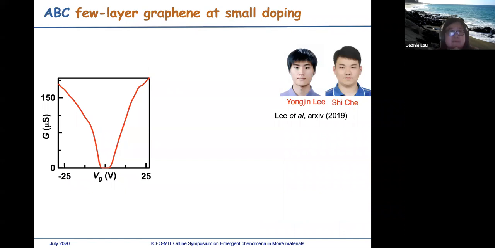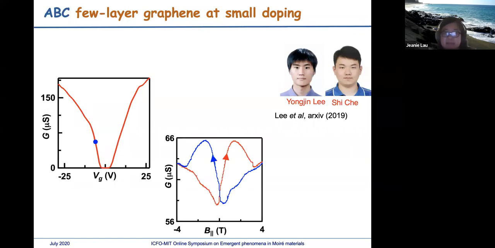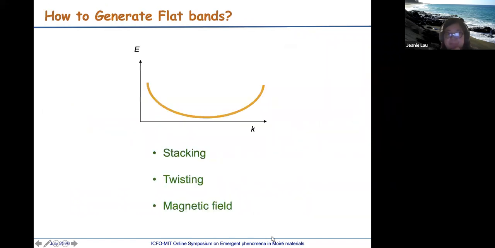I just want to mention that we do see some evidence of ferromagnetism in ABC stacked tetralayer graphene at small filling. If we dope this insulator slightly, dope away from the half filling, we actually observe pretty prominent hysteresis as a function of magnetic field.